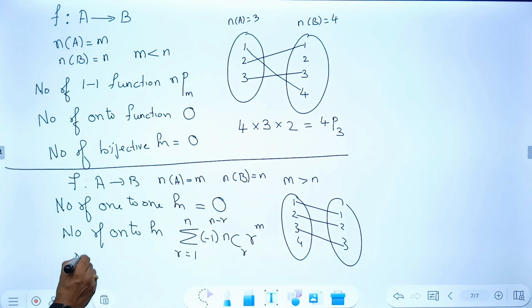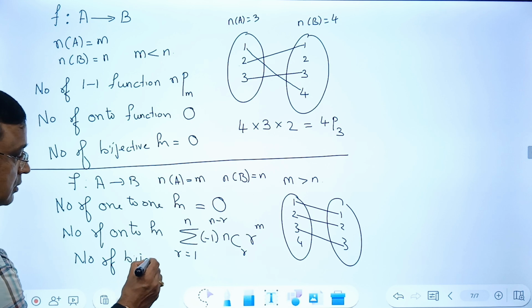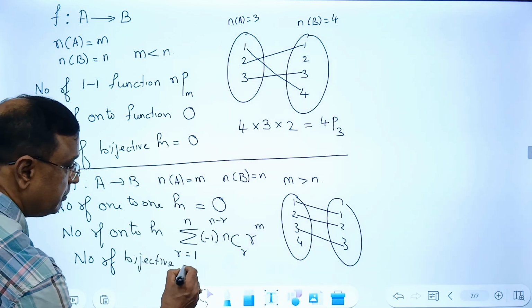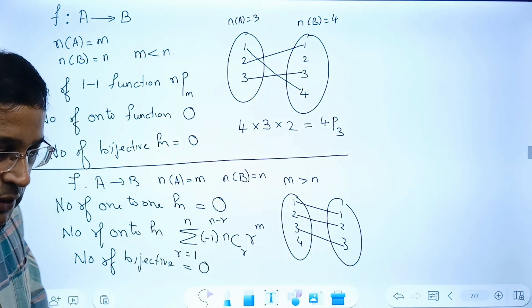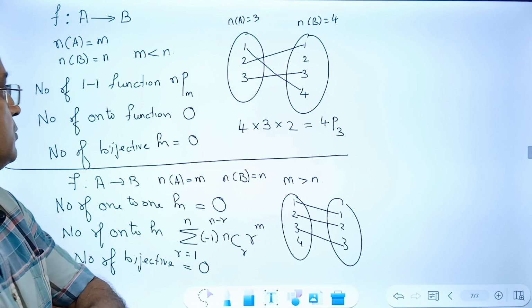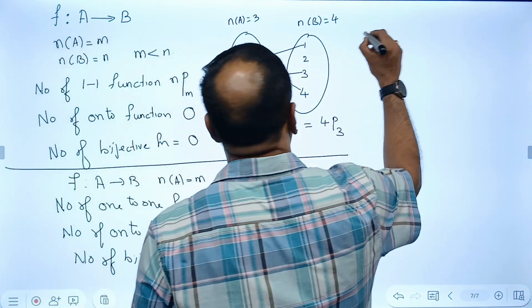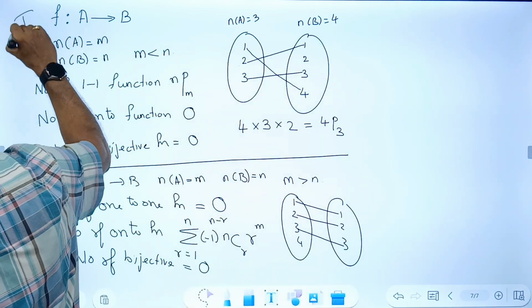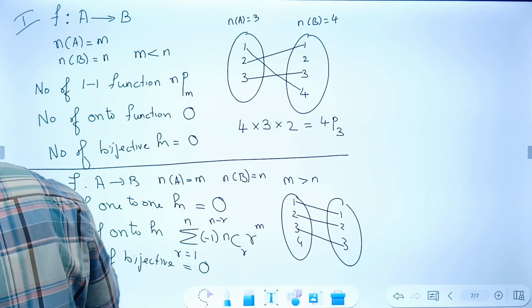So what will be the number of bijective functions? The number of bijective functions will definitely be 0. Now, third case. This is case 1. This is case 2. Now, what is case 3?